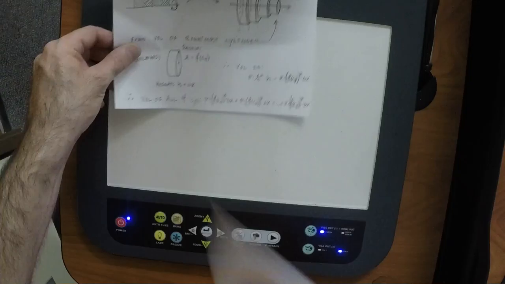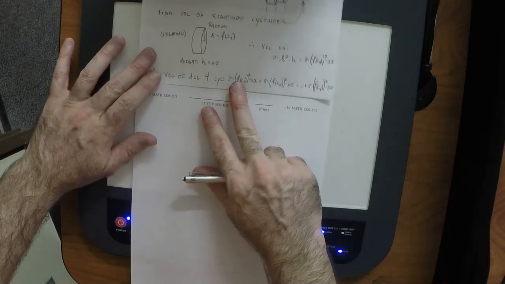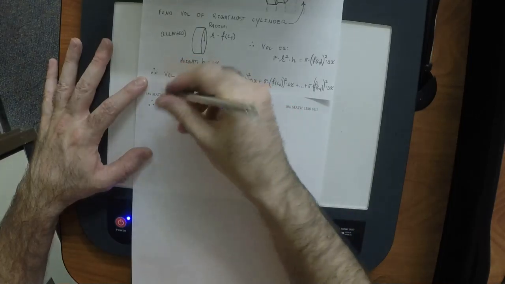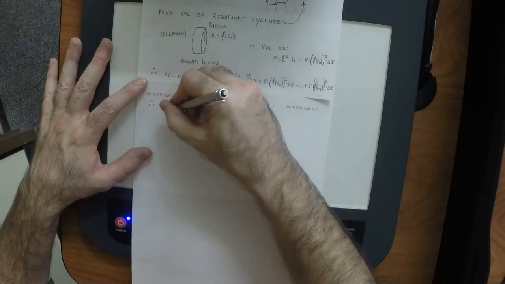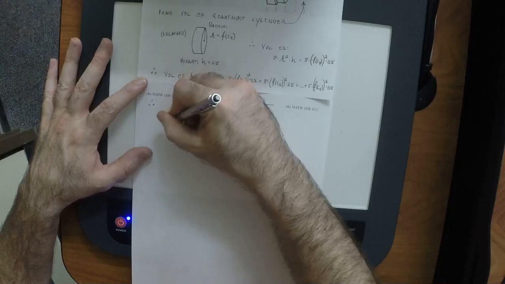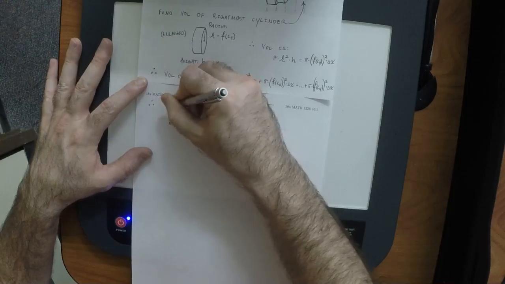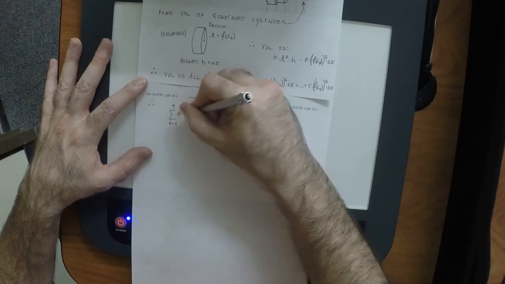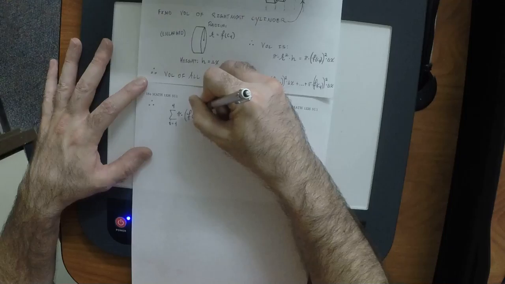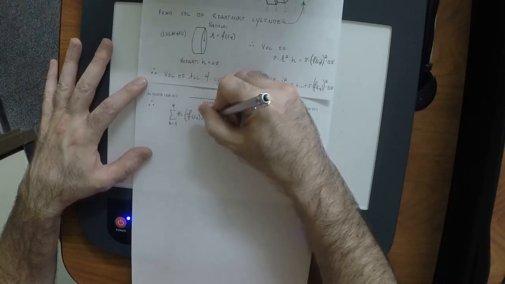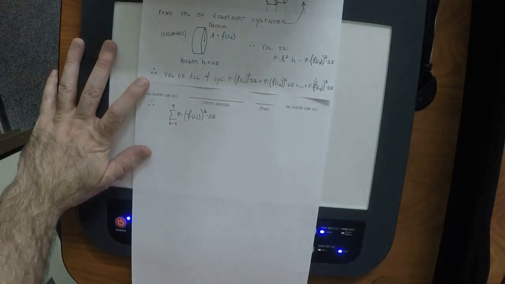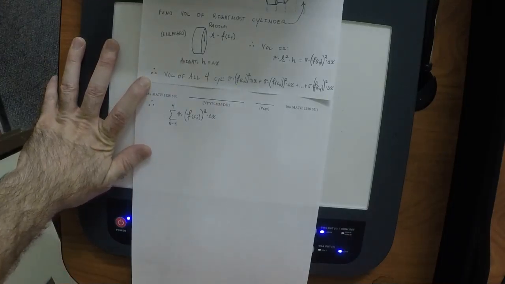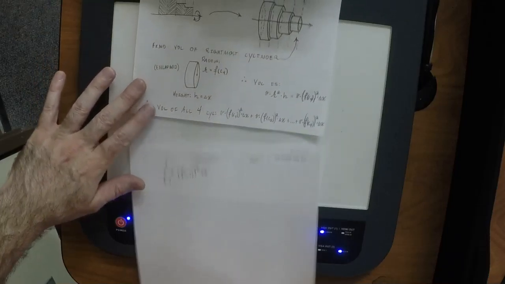And of course, again, here we're writing this very tedious thing. Far better to use sigma notation. So then we could write it as the summation from i equals 1 to 4 of pi times f of ci squared delta x. So that's our estimation for the volume using four cylinders.